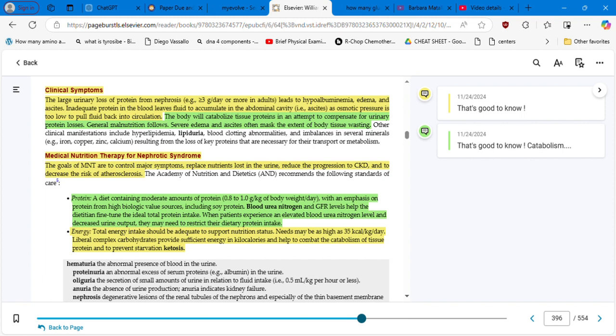So inadequate protein in the blood leaves fluid to accumulate in the abdominal cavity, ascites, yes, as osmotic pressure is too low to pull fluid back into circulation, okay? Now, the body will catabolize tissue proteins in an attempt to compensate for urinary protein losses, okay? So, catabolism is very important to remember. General malnutrition follows. Severe edema and ascites often mask the extent of body tissue wasting.